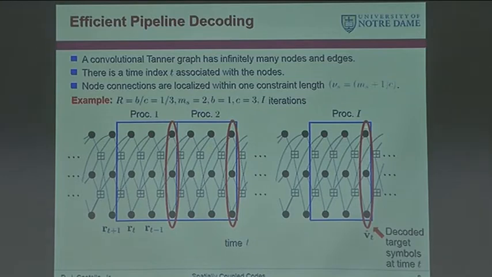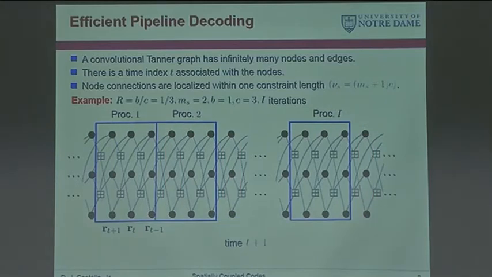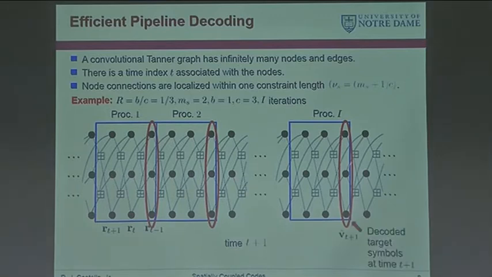When these bits exit the ith processor, these are called target symbols. They're the ones that we're decoding at a particular time. And then at the next time, the bits are going to shift, and these would be decoded the next time. They'd get their ith iteration and be decoded. So this shows the next time unit, and again we'd update check nodes on the left, update the variable nodes on the right, and then do this decoding of these target symbols. So C symbols are decoded at each time unit.